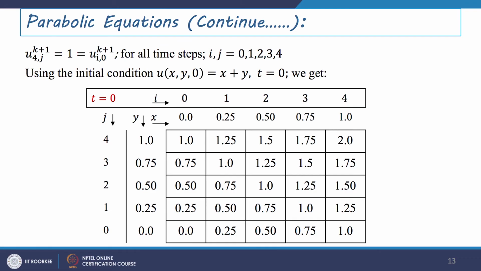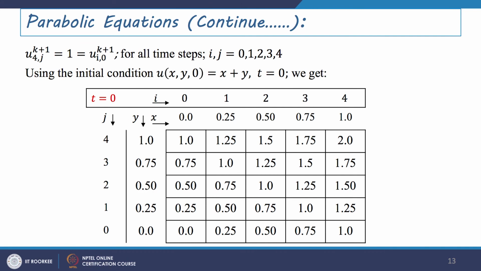And if you use this initial condition, u of x, y, 0 as x plus y for t equals 0, we can get, since i is marching as 0, 1, 2, 3, 4, and j is also marching 0, 1, 2, 3, 4, and especially the values for y are prescribed as 1.0, 0.75, 0.5, 0.25 and 0 here, and the values for x are prescribed as 0, 0.25, 0.5, 0.75 and 1 here.